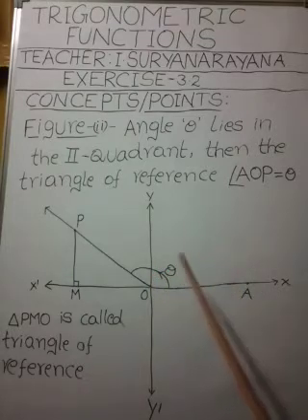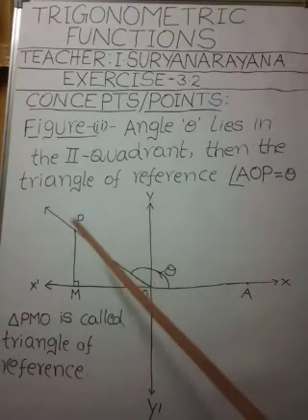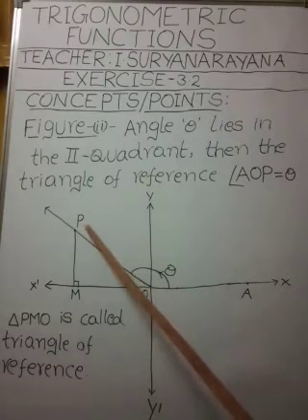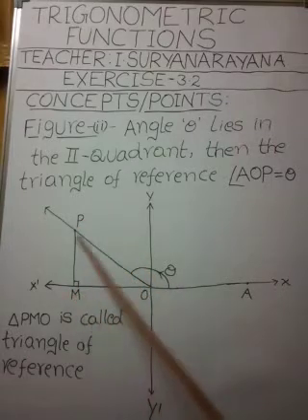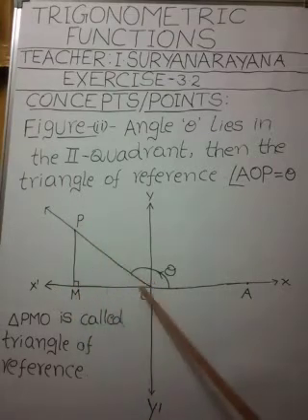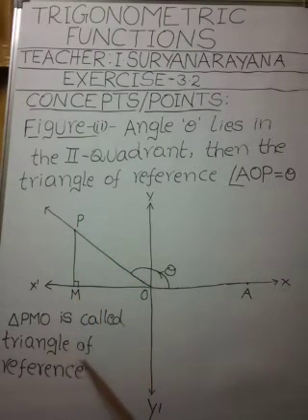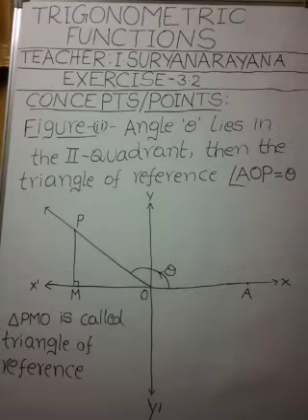In that case, we have to draw a right triangle like this. We have to choose any point P on that terminal side. From this point, we have to draw a perpendicular line. PM is perpendicular to the x-axis. Then we get a right angle triangle. This right angle triangle PMO is called the triangle of reference. With the help of this triangle of reference, we can find the remaining trigonometric function values. Okay, my dear children? Right.